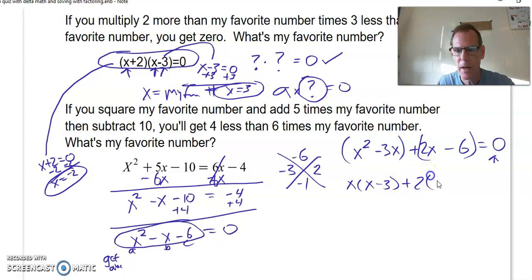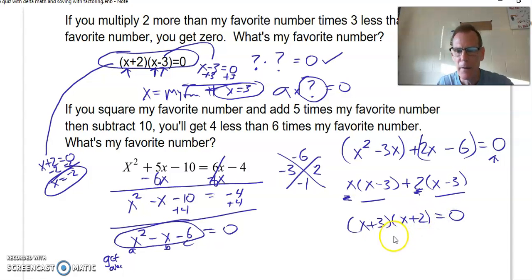I'm going fast because you know how to do this now. I get 2 as a common factor here, and I get x minus 3. The x minus 3's are the same, so they're one of the binomials, and the x and the plus 2 got factored out, so that's the other binomial. So, look at this. It is the same as this expression up here.